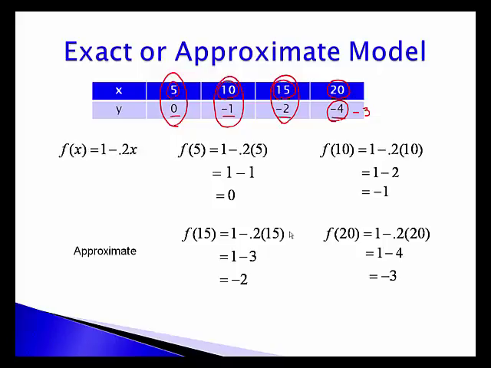Let me ask you this question. If I made a change right here, and instead of putting a -4 there, I had the -3 in the data table, then what would you tell me? That this would be an exact model. So I hope you understand the difference between exact and approximate models.